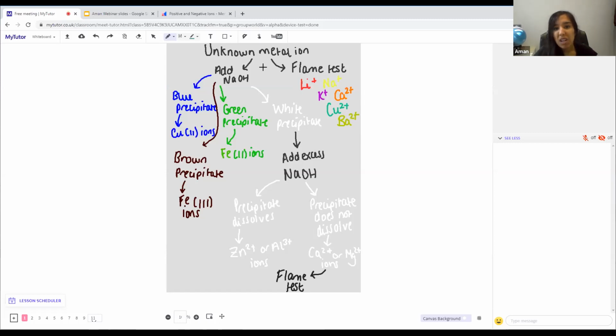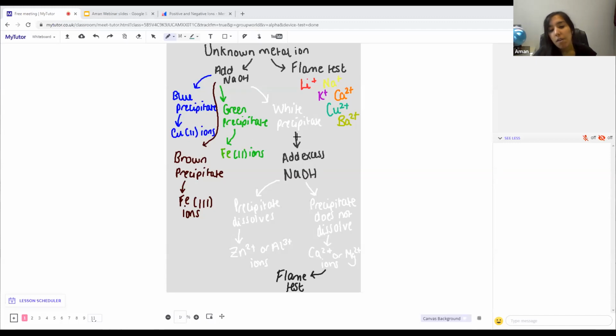If the flame test doesn't really work, then we can add sodium hydroxide. And if we get a blue precipitate with sodium hydroxide, we know we have copper. It's copper 2+ ions present. If we get a brown precipitate, then we have iron 3 present. And if we have a green precipitate, then we have iron 2 present. If we add sodium hydroxide and get a white precipitate, then what we need to do is add excess sodium hydroxide. So we'll add a little bit first, and we will probably get a white precipitate if we don't get one of these 3 colors.